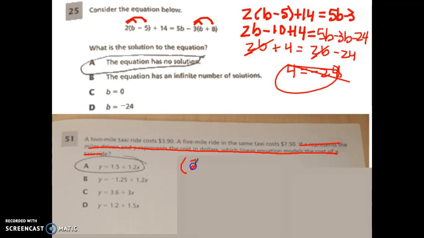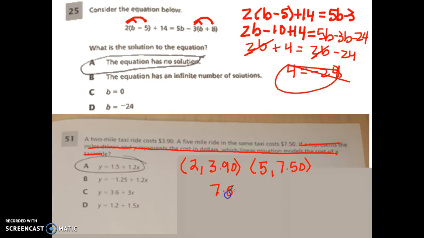So if the taxi, 2 miles costs $3.90. And then the other one, 5 miles, costs $7.50. What are we supposed to do with this problem? Well, we're supposed to find the slope of the equation, and none of these slopes are the same, so this is going to make this easy.